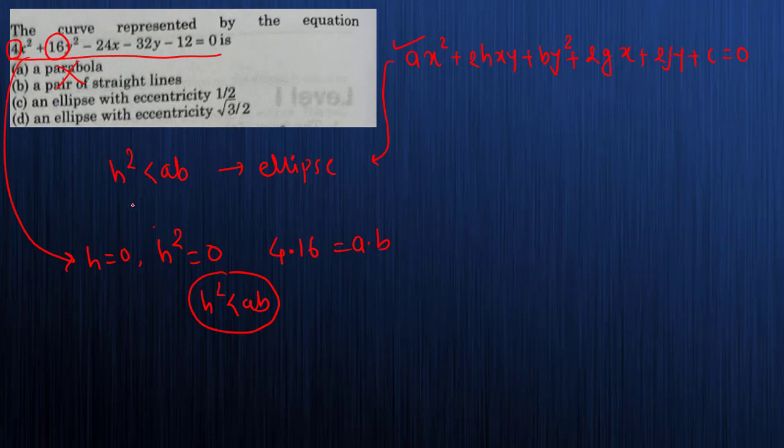Okay. Now ये तो ellipse हो गया, fix है. Then what is its eccentricity? For eccentricity what to do? We have to find out the value of a and b. Okay, so let's find out the value of a and b. 4x square minus 24x plus 16y square minus 32y minus 12 equals to 0. So divide the whole equation by 4. So you will be having x square minus 6x plus 4y square minus 8y minus 3 equals to 0.